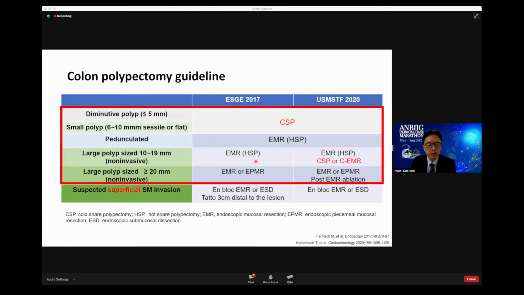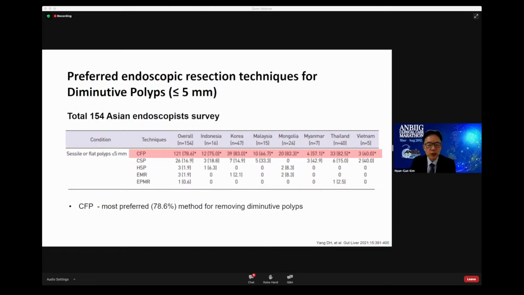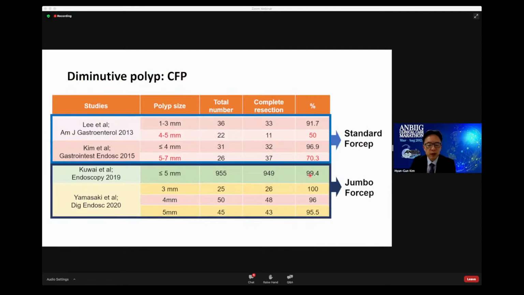Are very simple. So what is your choice of procedure for removal of diminutive polyps? This is an Asian multinational survey study recently published. In this study, the most preferred technique for removal of diminutive polyps was cold forceps polypectomy. Actually, CFP is an easy way to remove a diminutive polyp, but standard size CFP showed a considerable incomplete resection rate even in polyps larger than 3 millimeters. The jumbo forceps increased the complete resection rate for removal of diminutive polyps regardless of polyp size.